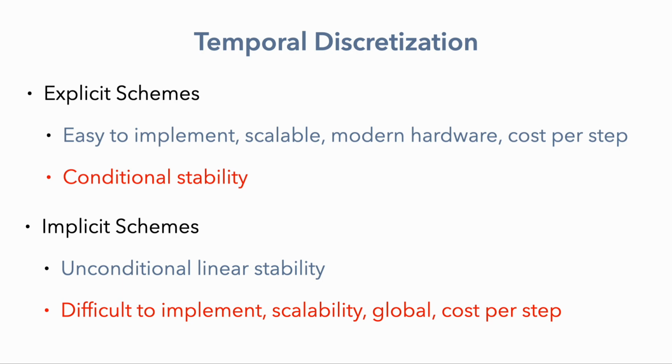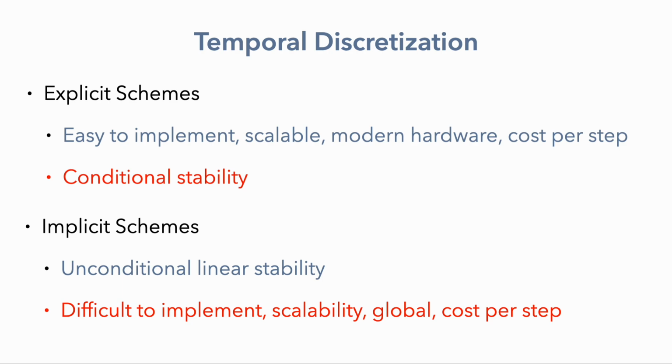First of all, compared to explicit schemes, they're difficult to implement. You need to implement a global nonlinear solver as well as some kind of preconditioning. So typically we're talking about things like GMRes and ILU preconditioners. They have limited scalability in the preconditioning step in particular, where you have to invoke global communication. And all of this, these nonlinear solvers, etc., increase the cost per step.